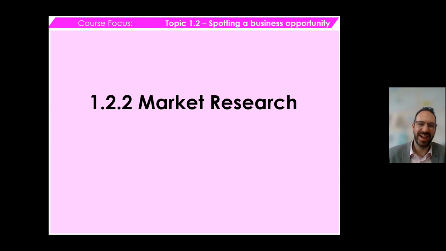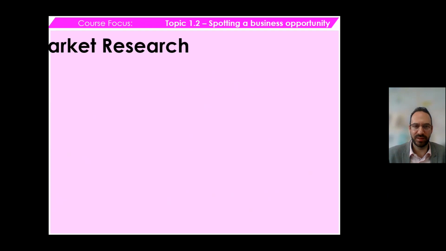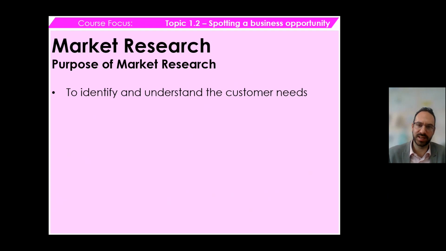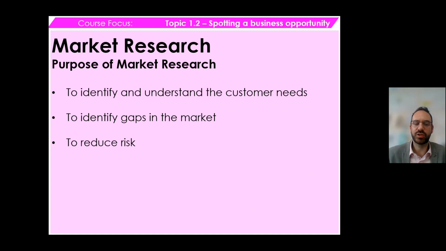1.2.2, market research. This is probably the biggest part about 1.2, so remembering the different methods and so forth. So the first ideas that I want you to come up with is, the purpose of market research is to identify and understand the customer needs, identifying gaps in the market, reducing risk, and to inform business decisions. Thinking about this as well, try and think of why these would be the purposes.